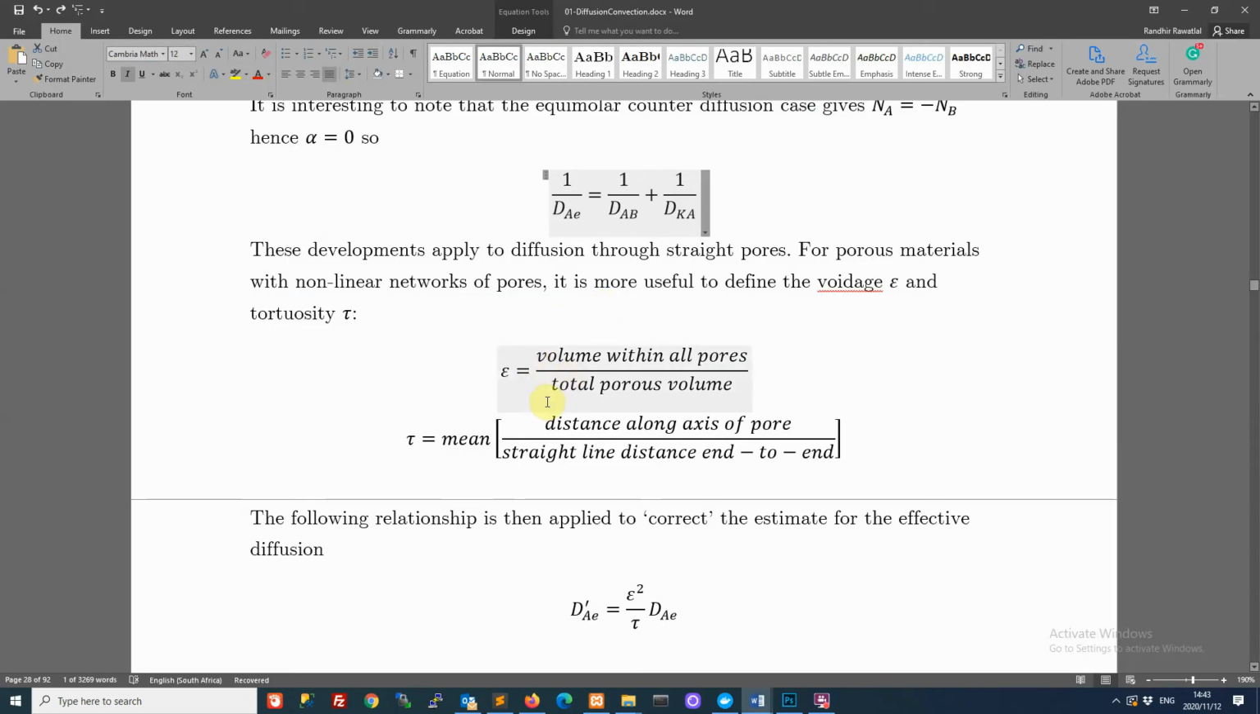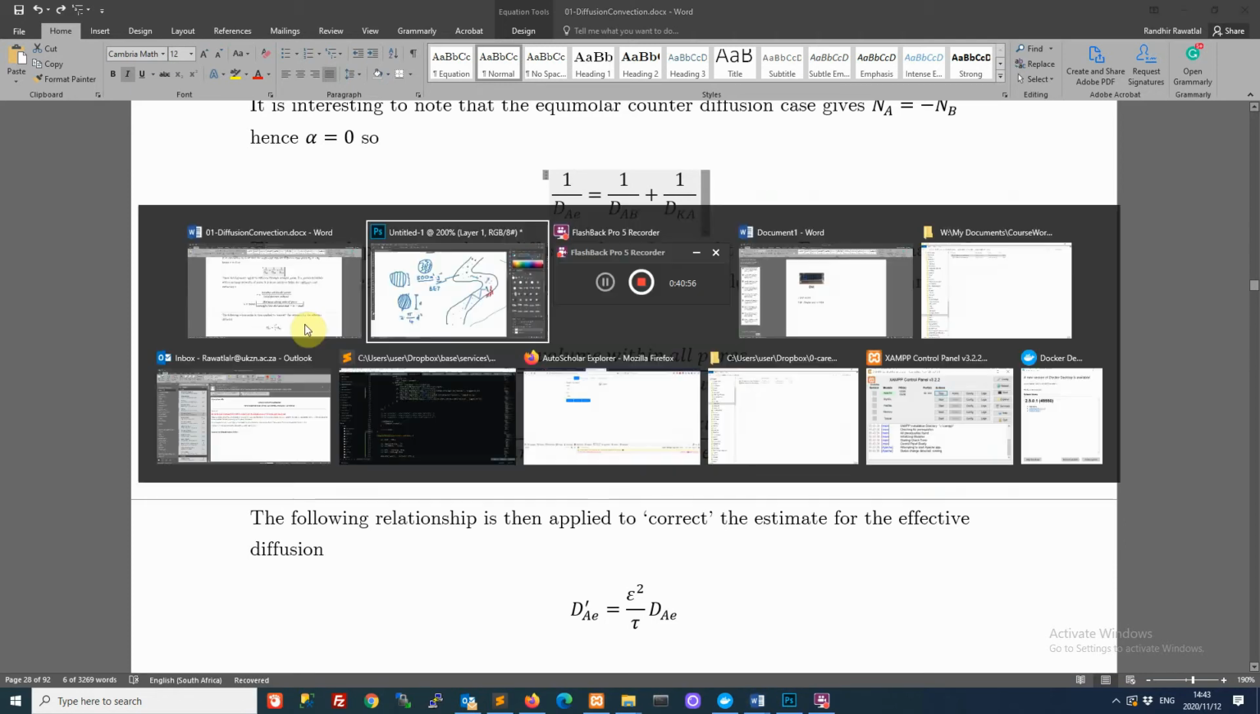And what we do in chemical engineering, number one, we define the porosity, so the volume in all the pores divided by the total porous volume. So that's number one, an indication of what fraction of that particle is like a pore. And number two, we have this kind of joke word. This is the so-called tortuosity. So how tortuous is your path?